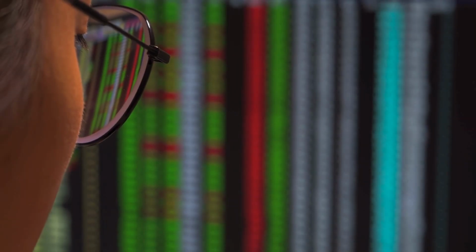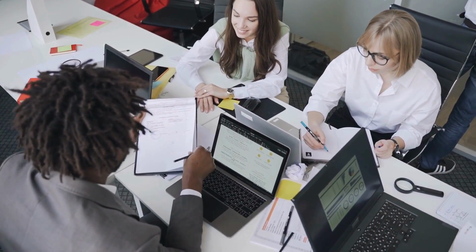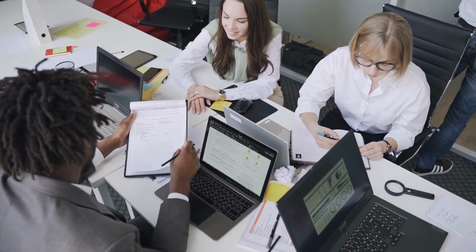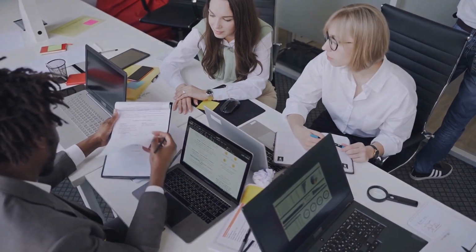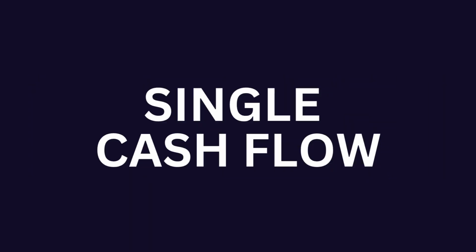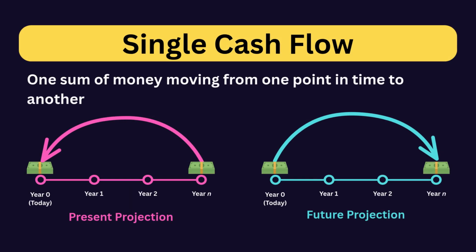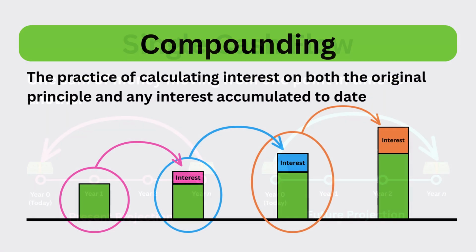At the core of almost every financial decision you'll make, whether you're evaluating research funding, valuing a startup, or analyzing infrastructure, is one idea: the time value of money. And the simplest building block of that idea is a single cash flow. A single cash flow represents one sum of money moving from one point in time to another. You either take money today and project it into the future, or you take a future amount and bring it back to today. When money grows over time, it doesn't grow linearly.